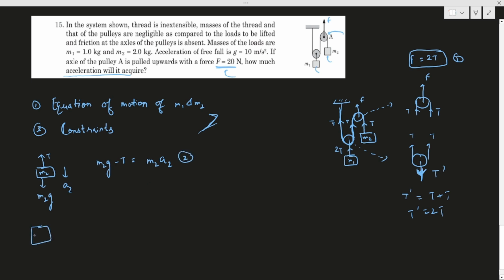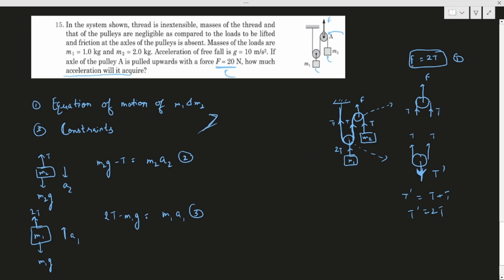Similarly, we make the FBD for mass M1. M1g will be applied in the downward direction, and 2T will be applied in the upward direction. Let's assume that the acceleration of this mass is in the upward direction and it's A1. Fine. So 2T minus M1g equals M1A1. This is our equation 3.